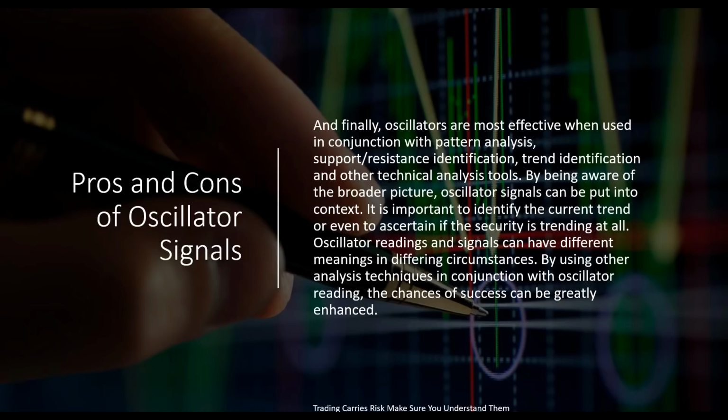And finally, oscillators are the most effective when used in conjunction with pattern analysis, support and resistance identification, trend identification, and other technical analysis tools. Like I showed you in that video, setting up support and resistance is very easy. And then using that in conjunction with other tools might give you a trading system. Support, resistance, a volume indicator, a momentum indicator, and guess what? You've got yourself a trading system. By using other technical analysis techniques in conjunction with oscillator readings, the chances of success can be greatly enhanced.